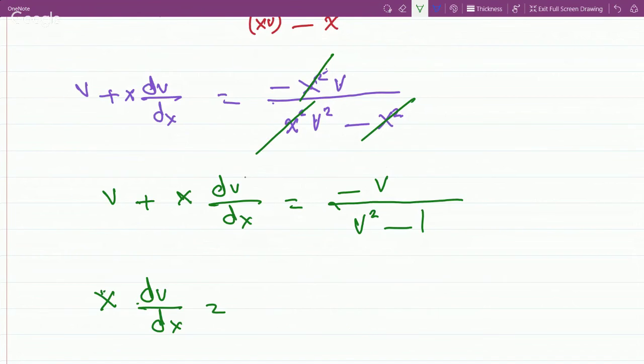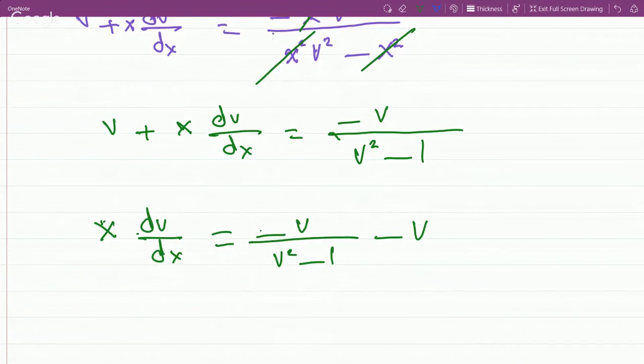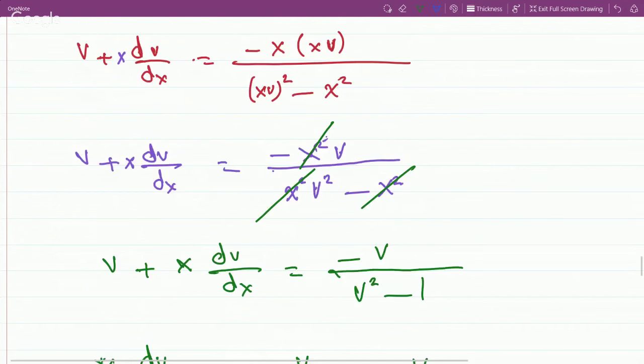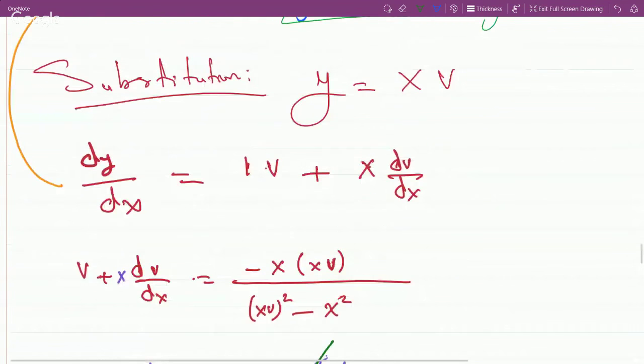dv over dx equals minus v over v squared minus 1, minus v. When you take the derivative of y, because y is a function of x and v, the derivative of v is not 1, it's dv over dx, because v is the dependent variable. So you do get dv over dx from the dy over dx term.